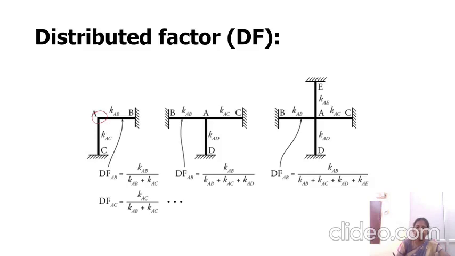For 3 members connected, we will have individual stiffness values. If you want to calculate for a particular member, keep the stiffness value of that member in the numerator, divided by the sum of all the stiffness values. So it will give you the distribution factor. And we have already seen four members connected at a joint. In this way, we have to calculate the distribution factors for each member.